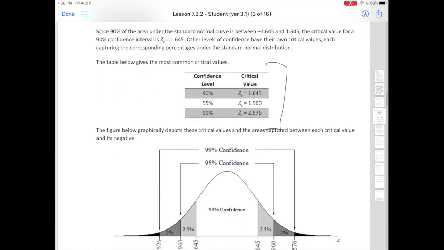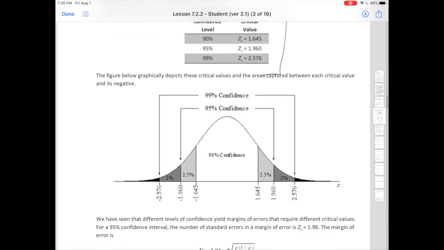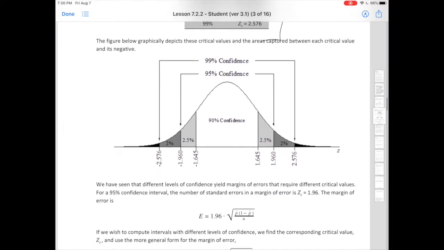So we're going to illustrate this graphically. So the figure below graphically depicts these critical values and the areas captured between each critical value. So you could see here that if you want 90% confidence, it's between negative 1.645 and 1.645. If you want 95% confidence, you've got to go back negative 1.96 to positive 1.96. And then if you want 99% confidence, you've got to go left and right 2.576.